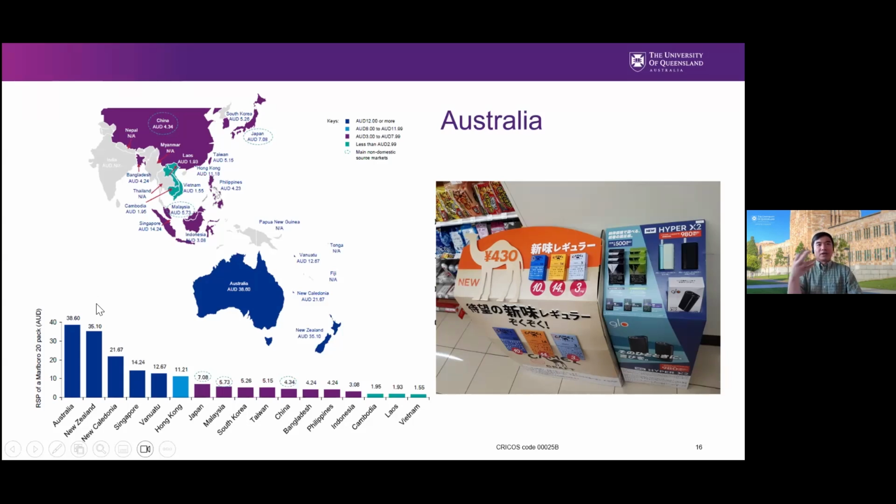If I were on-site, I would ask you to guess what is the price of a package of cigarettes in Australia. And my guess is none of you could guess correctly. It's about, I think at the moment, about 4,000 yen per package on average.